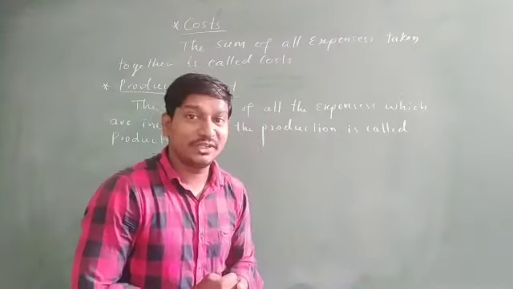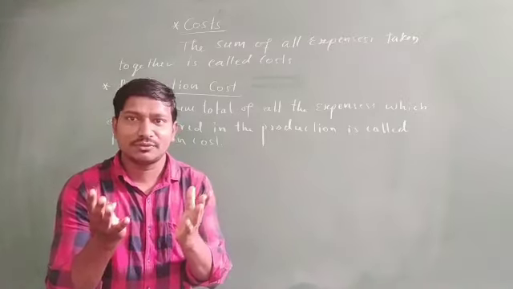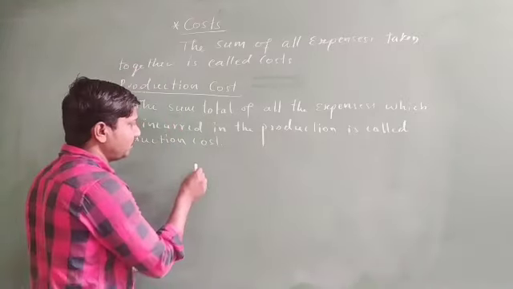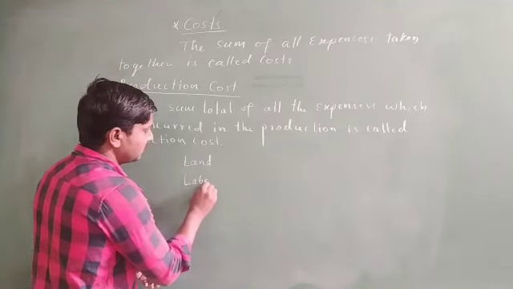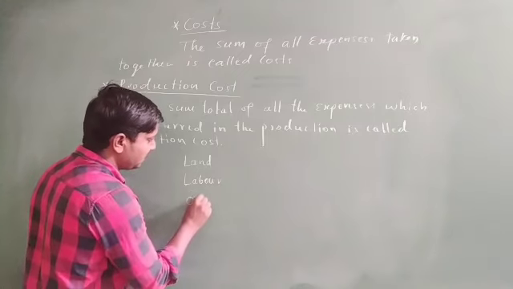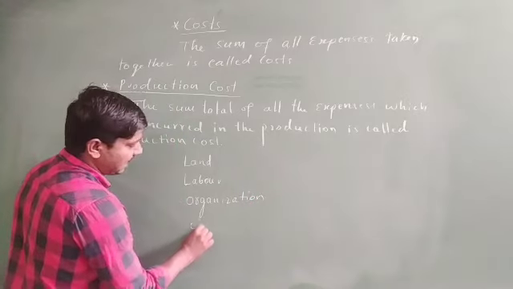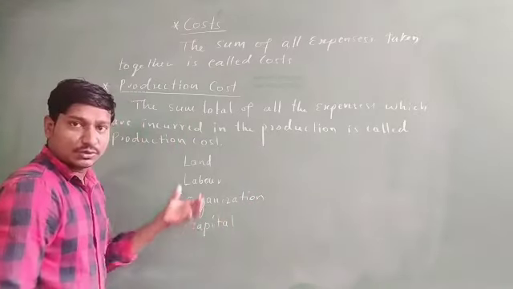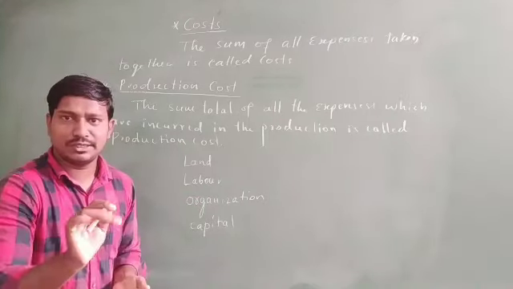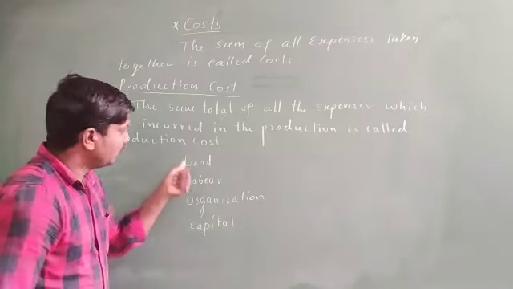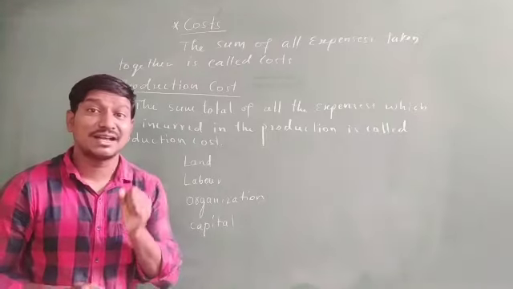Well, what are the expenses that we usually incur in production? As we have already seen, we use some factors of production. What are the factors of production we use there? We are using land, correct? We are using labor, we are using organization, and also we are using capital. These are all the factors of production. These are very important, right? All these four factors of production we usually use in the process of production.